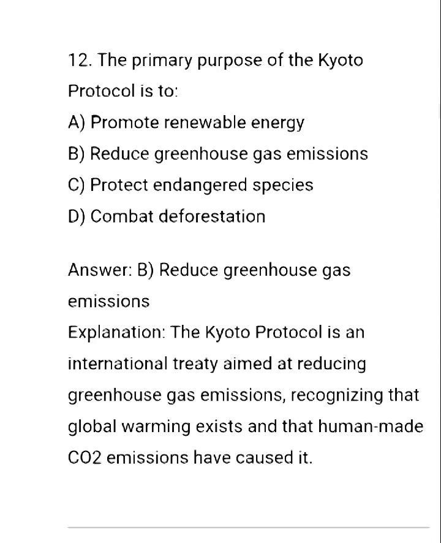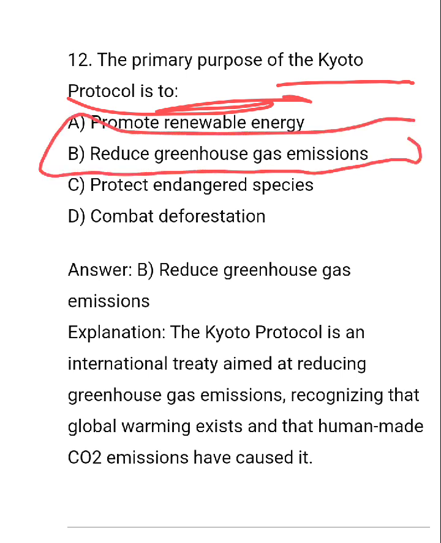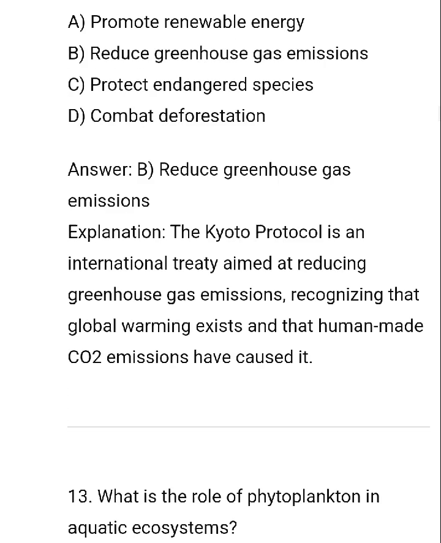Next, the primary purpose of the Kyoto Protocol is option number B, reduce the greenhouse gas emission, which is CO2. So the main purpose is to control the emission of carbon dioxide gas.